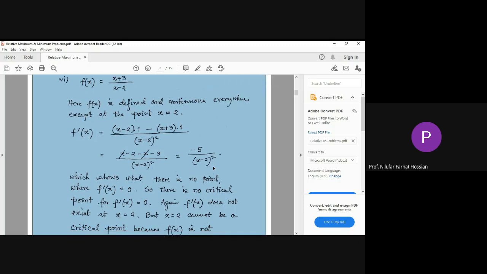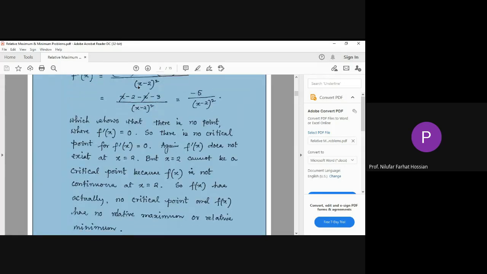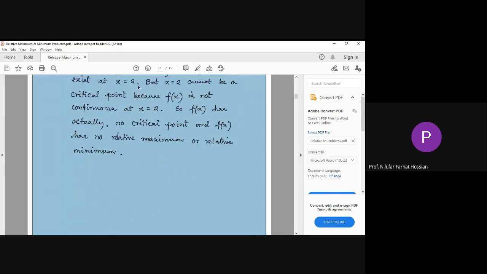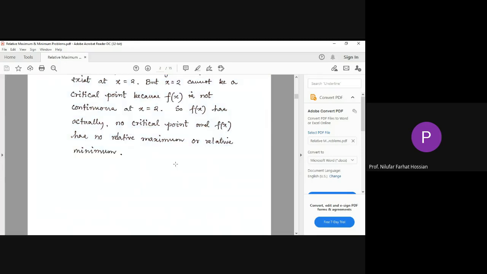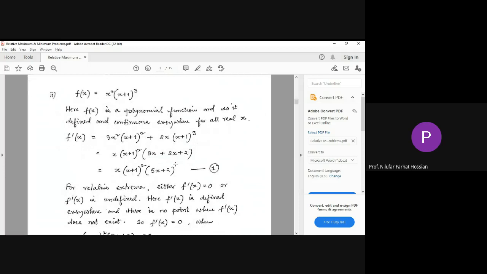So what you are getting? You are getting no critical point for this function f(x). There is no critical point for this function f(x). So that's why there is no relative maximum or relative minimum. So you see, this is a function for which there is no critical point and hence there is no relative maximum or minimum. Okay, now the next function.